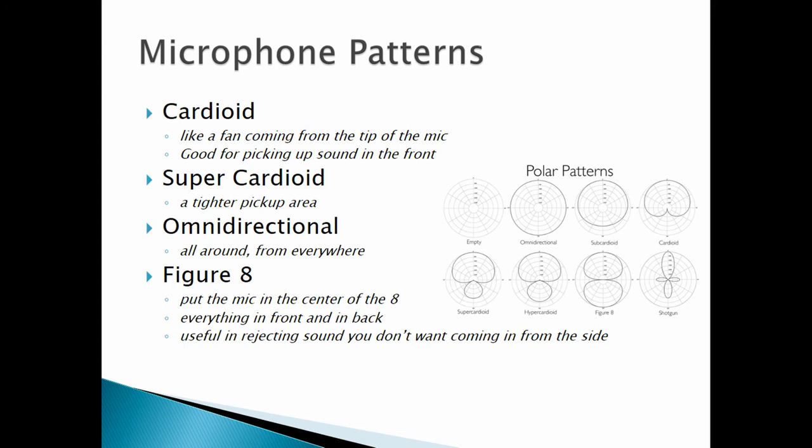Supercardioid uses a similar pattern. However, you can see from the slide, they pick up mainly from the front, also a little bit from the back. So they have a tighter pickup area compared to cardioid. The next type is called omnidirectional. This type of microphone, as you can see, picks up sound all around from everywhere, so you can basically stand anywhere around the microphone.